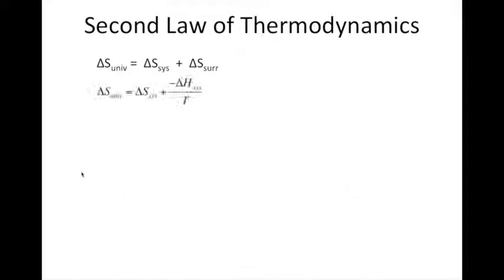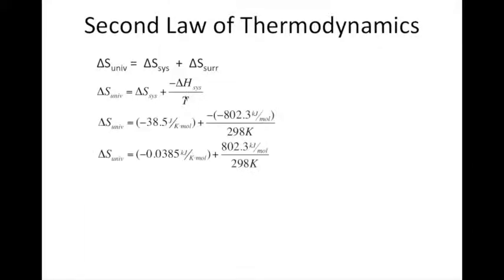So here is our equation, and again we can re-express it in terms of enthalpy. So let's plug in our values here. We have the entropy of our system, which was given, and we have the enthalpy change of our system here. And again, don't forget the negative sign. And we have our temperature in Kelvin.